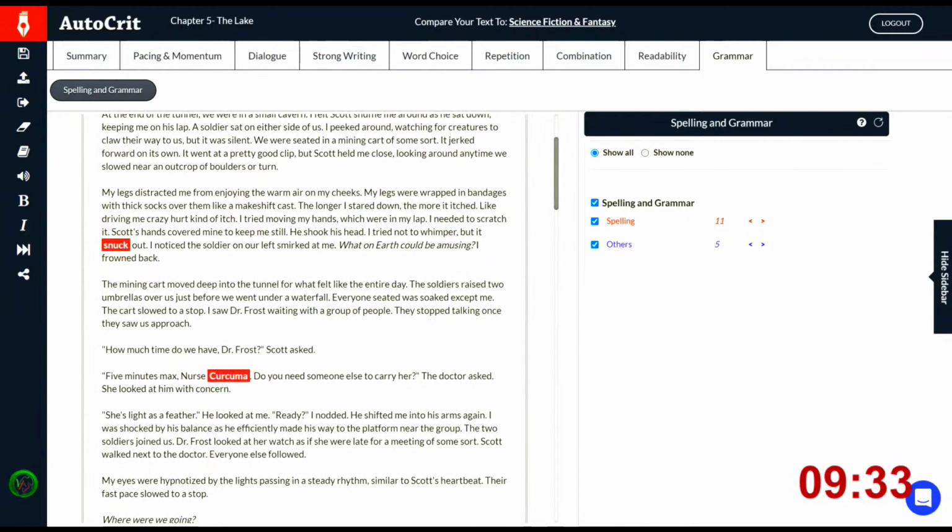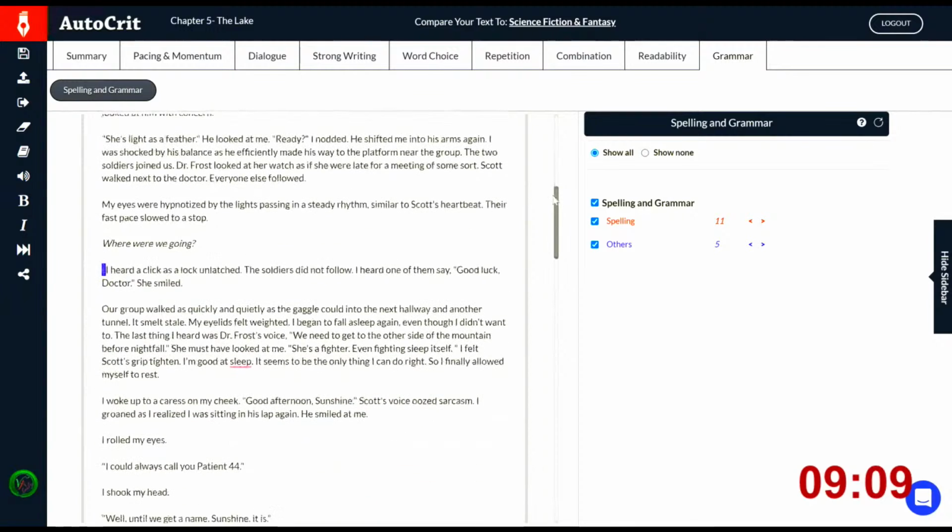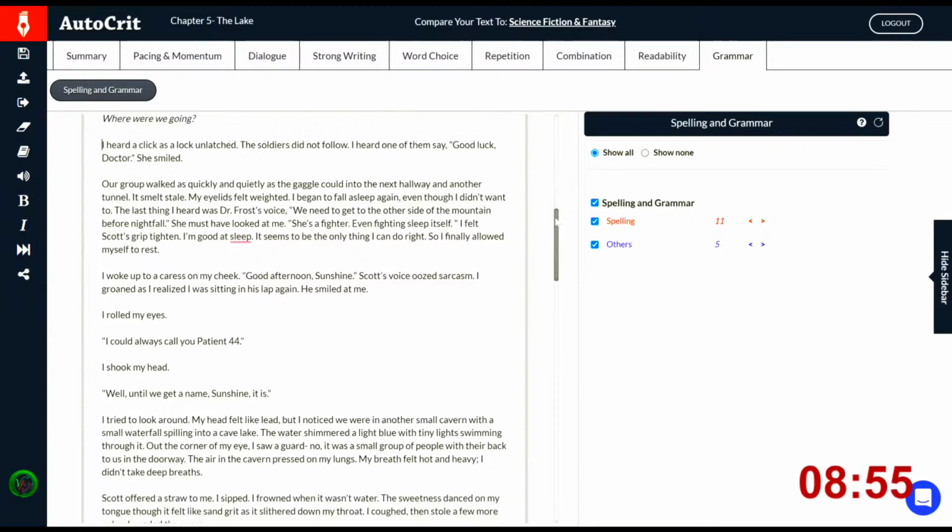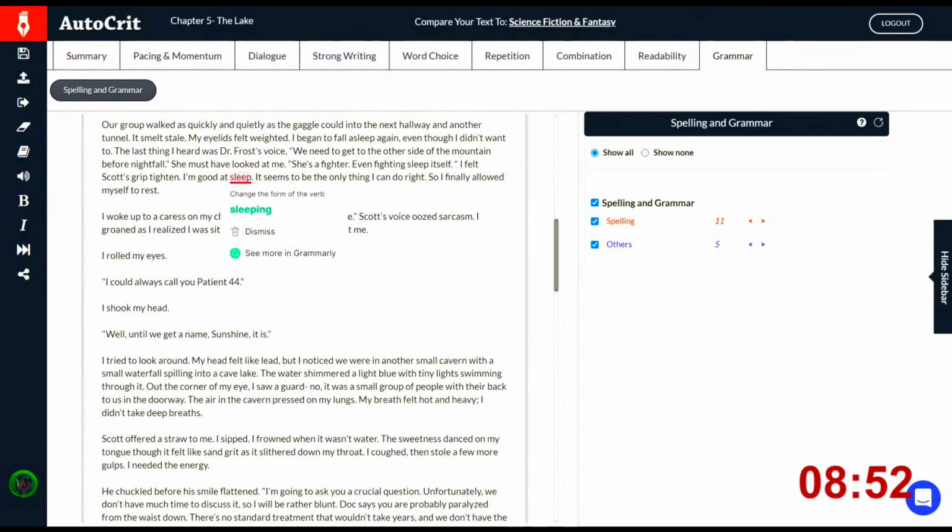Okay. But I tried not to whimper, but it snuck out. I'm going to say no, that one's fine. Nurse Kakoma. All right, this one is a name, so we're going to exclude from all reports. So they have excluded it, which means they won't keep tagging that as being out of control. Looks like I have a problem with, I was taught when I was younger to always do the double space thing. So some of these grammar issues are going to be that.